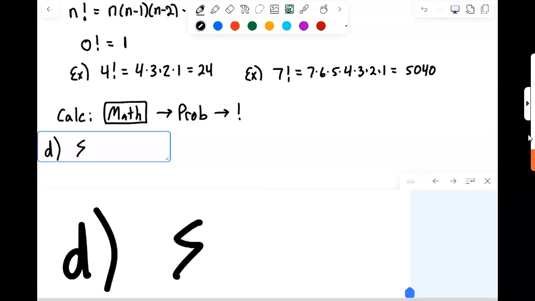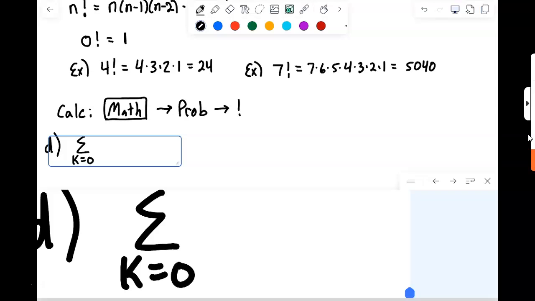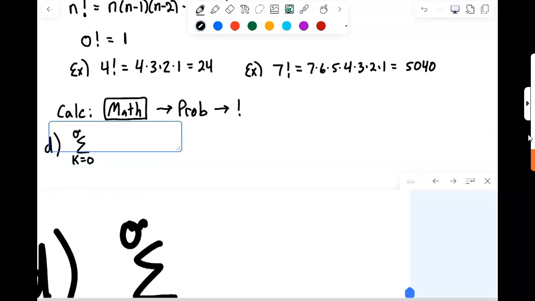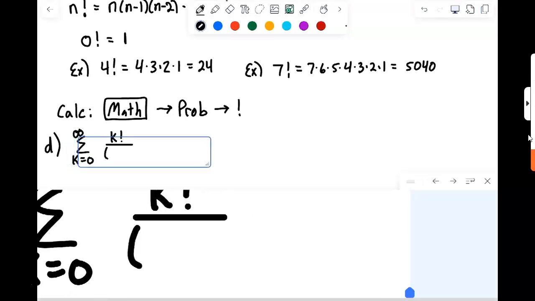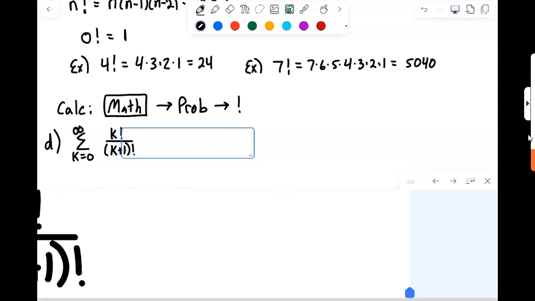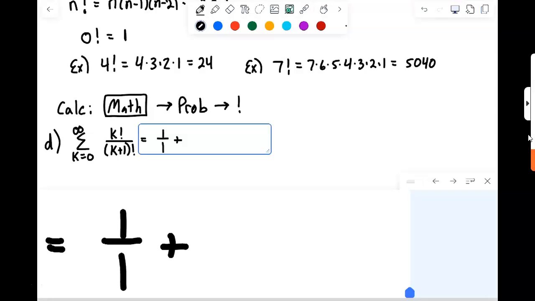So let's consider the infinite series, the sum as k goes from 0 to infinity of k factorial over k plus 1 factorial. Writing out the first few terms, 0 factorial, again by definition, is 1, so that would be 0 factorial over 1 factorial, which is 1 over 1. At k equals 1, that would be 1 factorial, which is 1, over 2 factorial, 2 times 1, which is 2.